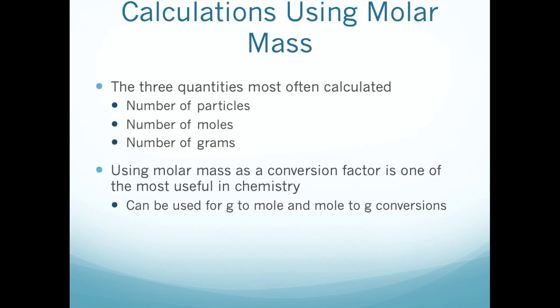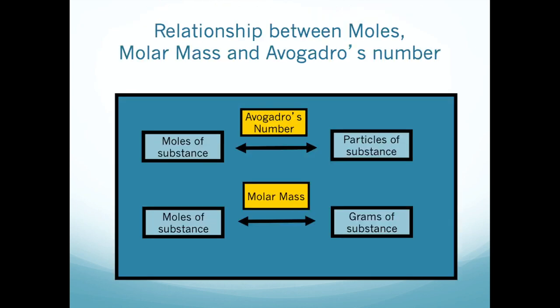So get comfortable converting between those 3 quantities, and just realize that you have different conversion factors for each of those conversions. If you want to convert between moles and number of particles, you're going to use Avogadro's number. That's the conversion factor that gets you between moles and number of particles.